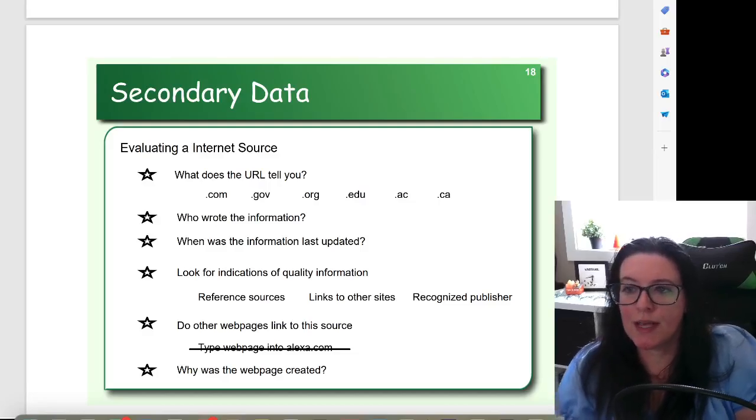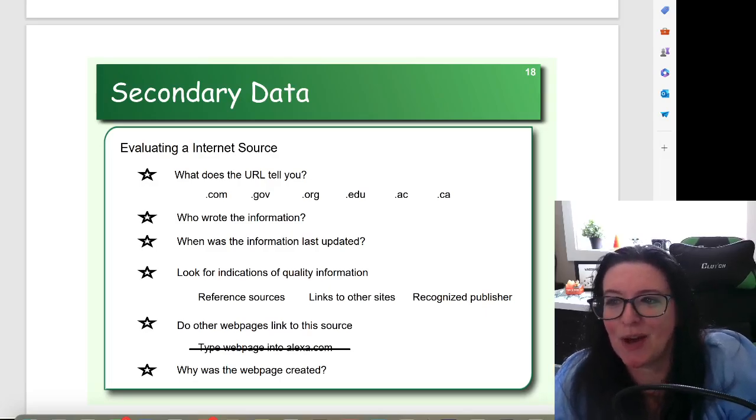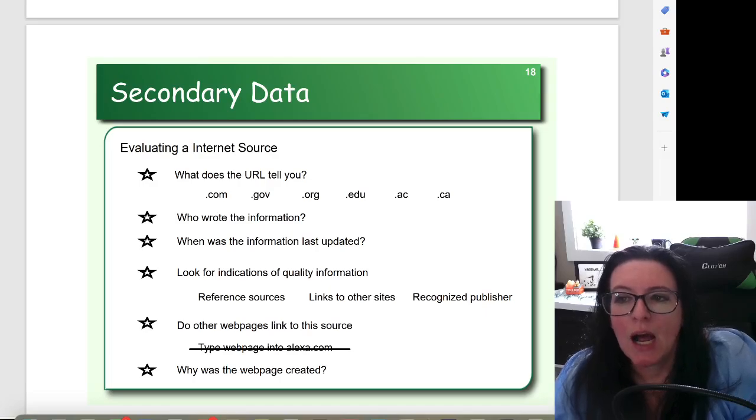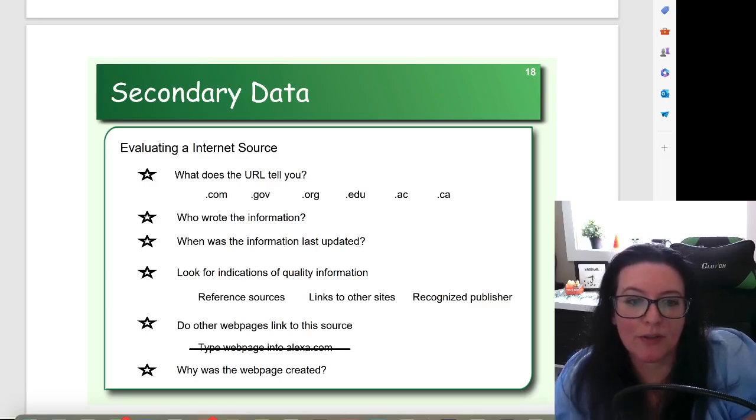Suppose you get your secondary data from an internet search. You Google something and you come across some information. How do you evaluate that secondary data? Well, the first thing you should ask yourself is, what does the URL tell you?